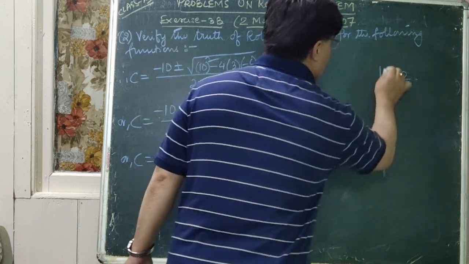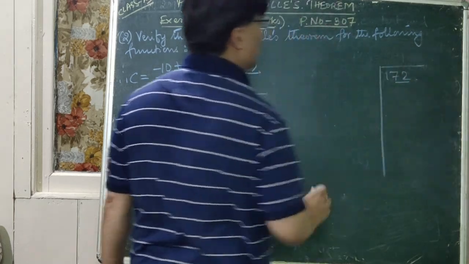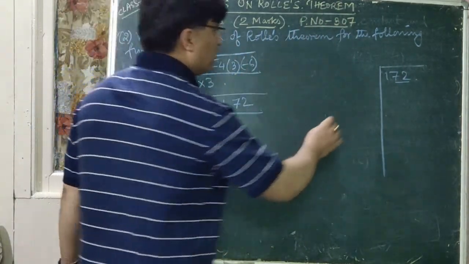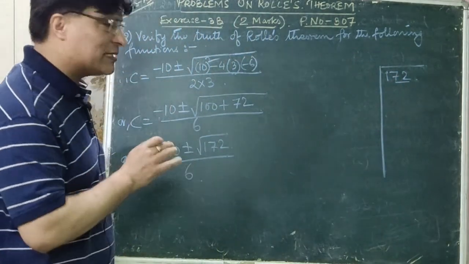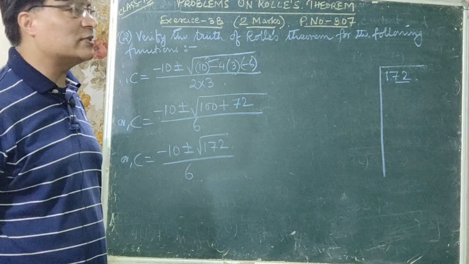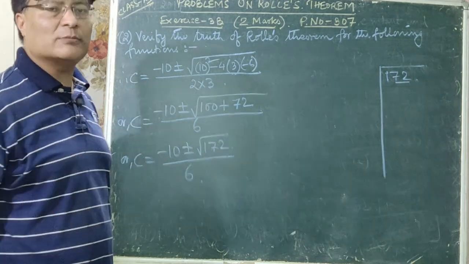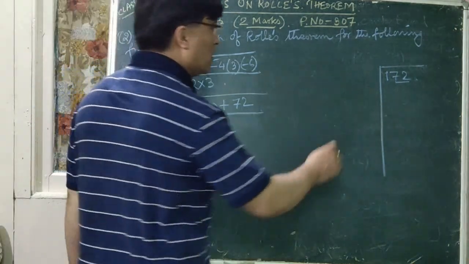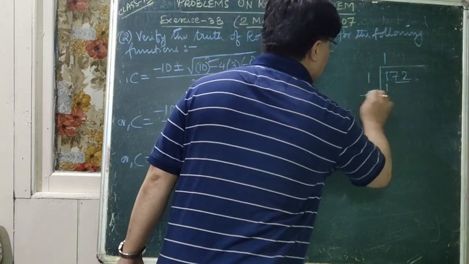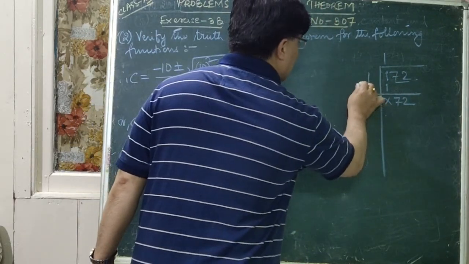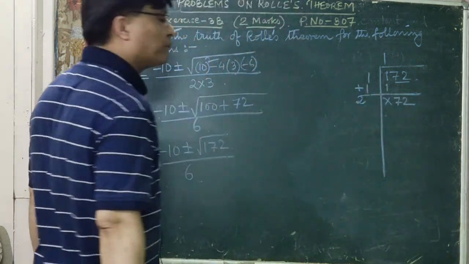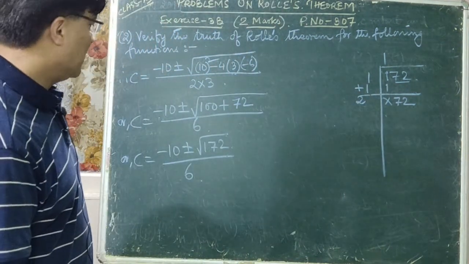Okay. So now let us find out the square root. You know how to get the square root, isn't it? So let us get the square root of 172. You cannot get the exact square root of 172. So you have to write it in terms of decimal. Okay. So 1 1s are 1 cross 72. Add 1 in this case. 1 plus 1 is 2. Then what will you write?